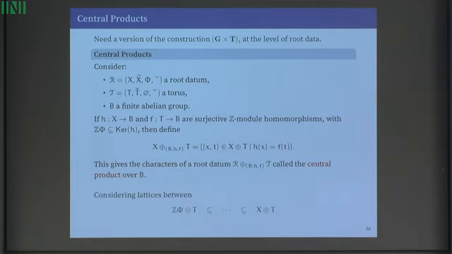And so what are we really doing? Well, on the one hand, you have G cross a torus, and that's going to be the character lattice of that. And then on the bottom, you have the adjoint group cross a torus. Okay, and you're considering lattices in between.